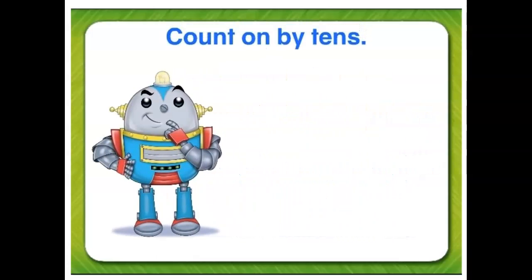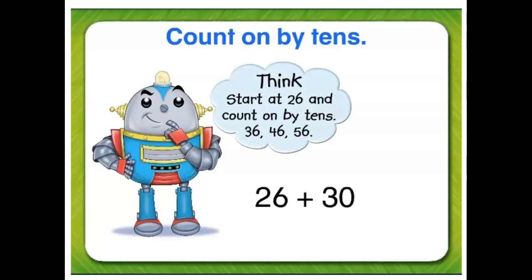Let's use what we just did to help us count by tens. To find the sum of 26 plus 30, we can count on by tens. Think. Start at 26 and count on by tens. 36, 46, 56. 26 plus 30 equals 56.